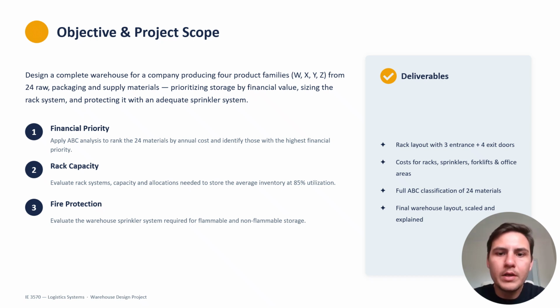First, determine financial priority, which materials carry the most value through ABC analysis. Second, evaluate rack capacity and allocation to store average inventory. And third, evaluate the sprinkler system needed for fire protection. The deliverable is a complete rack layout with 3 entrance doors and 4 exit doors plus full cost breakdown.